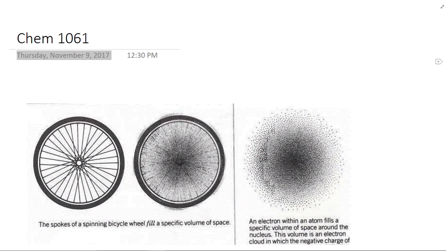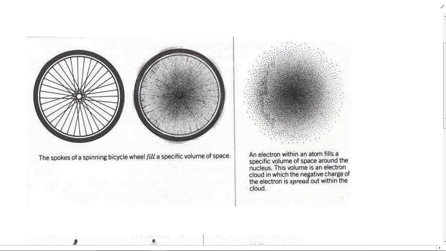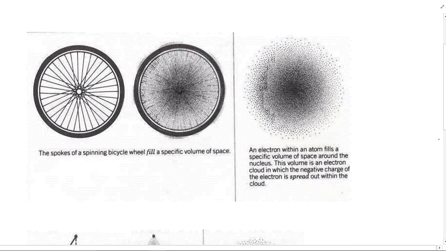Now another analogy I like to use is that of a spinning bicycle wheel. If we take a bicycle wheel and spin it around, those spokes would fill up a volume. And we could say that it is probable of finding a spoke somewhere in that volume. In areas where those spokes are a little bit closer together, it's going to be a little bit more probable of finding them than somewhere out here.